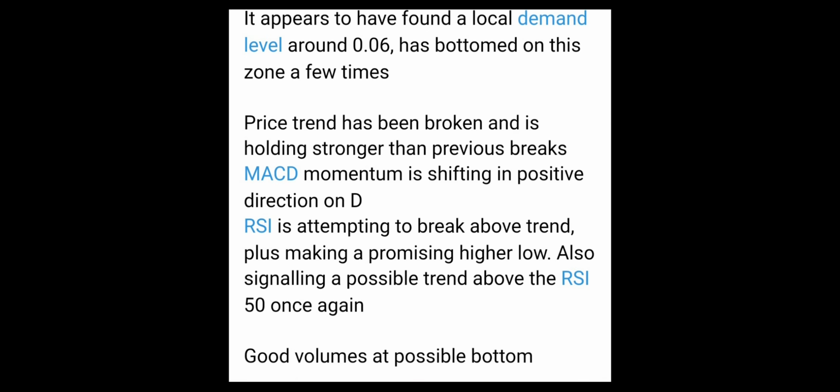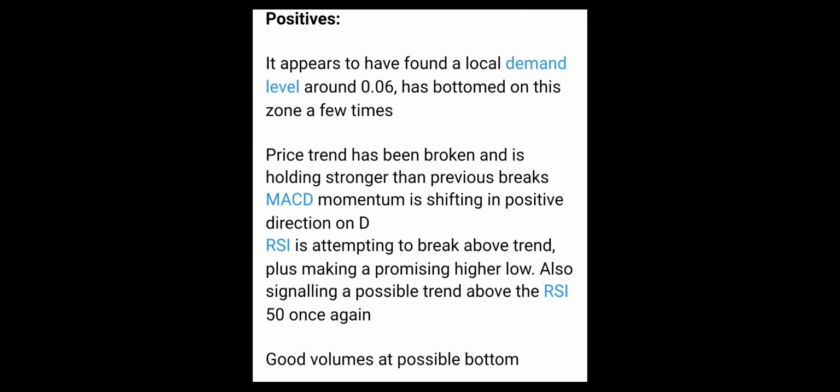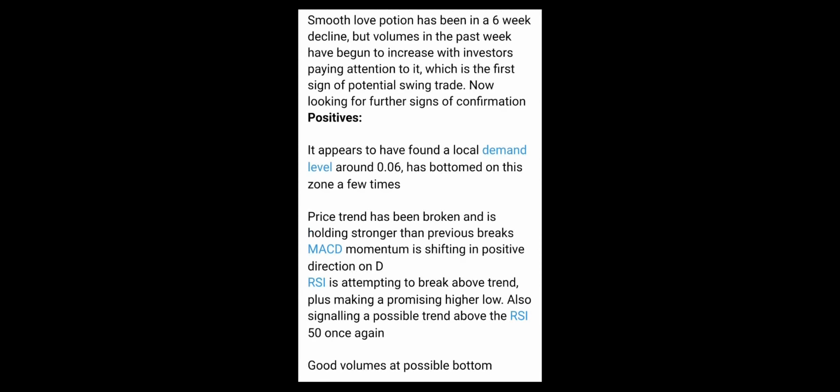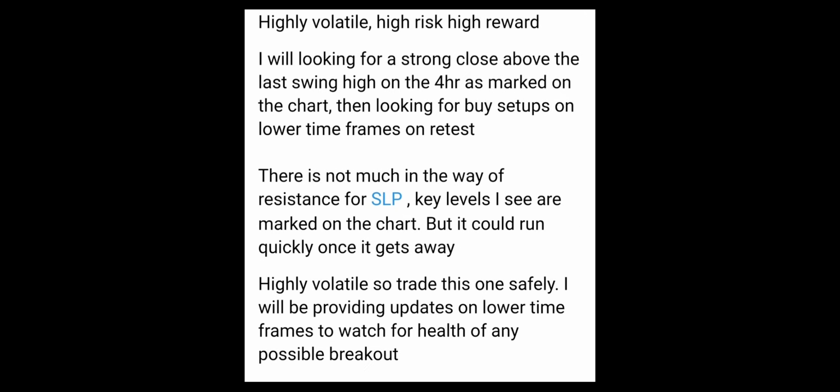You should research before you invest. Do your own research, do not rely on other people. If you want to know this further information, just search SLP price update or SLP news today, whether you are a trader or an investor. This may help you because you need to be updated even if you are an investor. So let's move on to the other news.